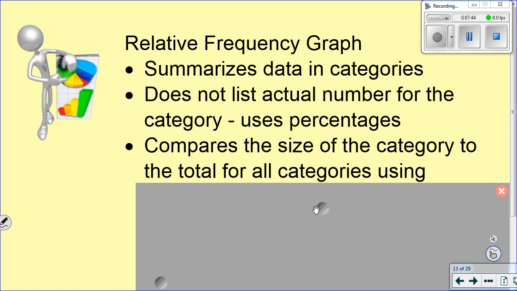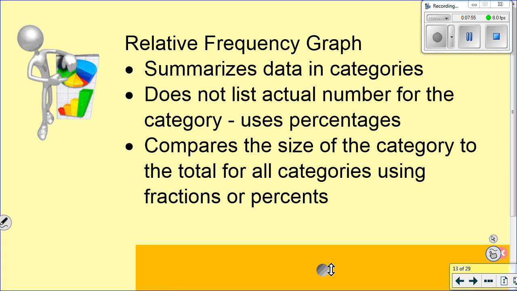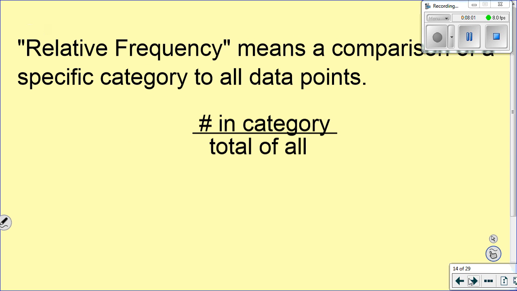It compares the size of one category to all the categories. So people wearing red shoes compared to all the people wearing shoes, for example. And it's going to use fractions or percents for those categories. So we're going to see some examples here in a minute.